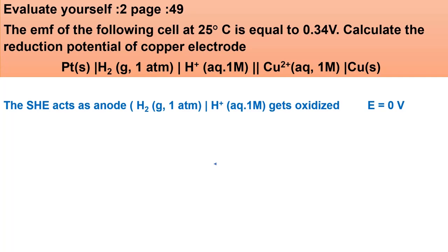In this cell coupling, it acts as an anode, because here the hydrogen oxidation state 0 is oxidized to H plus. So the oxidation number increases and it is oxidized. So it will act as an anode, and the copper acts as a cathode. Here the question is to calculate the reduction potential of the copper electrode. So this is the cell setup, and for SHE, the standard hydrogen electrode, the EMF value is 0 volt.